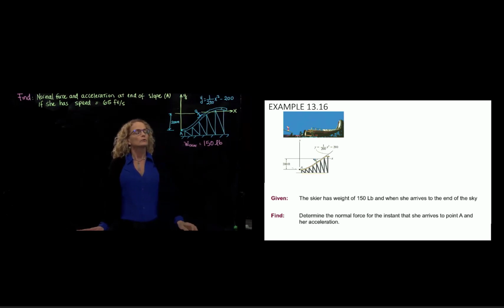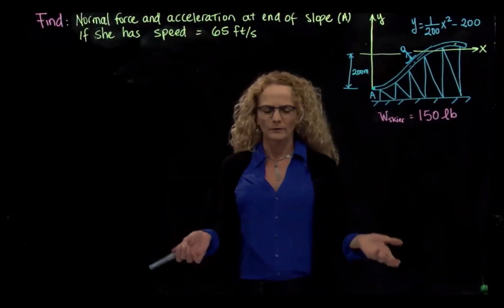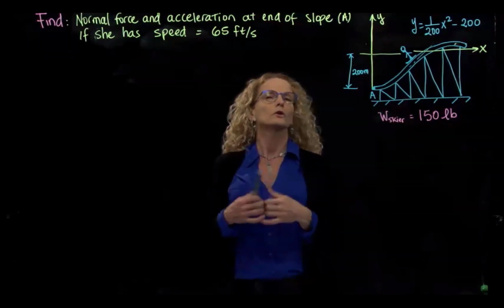They want to know the acceleration of the skier right at the end of the slope and the normal force between the skier and the ski slope. First of all, we do our free body diagrams, and then we have to decide which type of coordinates we will use to solve this problem.